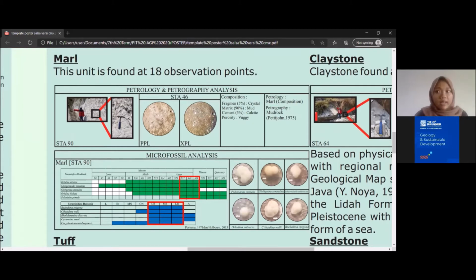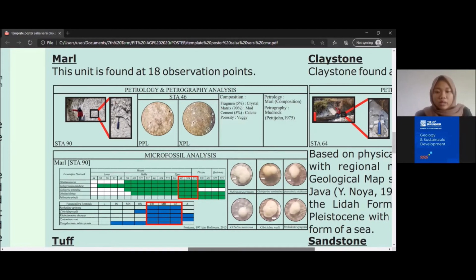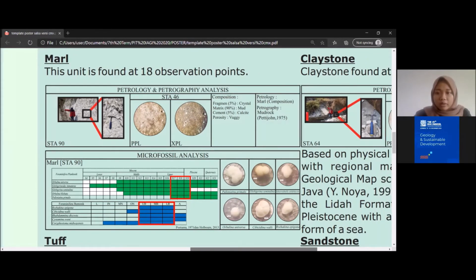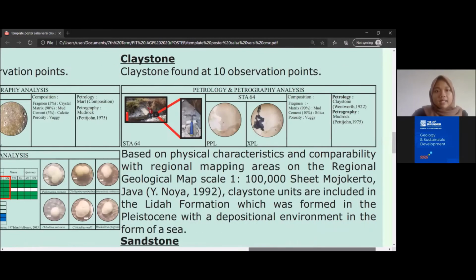The relative age of the marl based on microfossil study is Upper Miocene to Pliocene, sedimented in Lower Bathyal based on paleobathymetry study. Now let's move on to the next lithology unit, that is claystone.